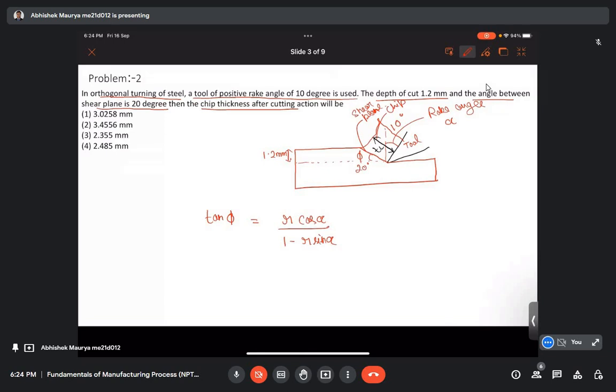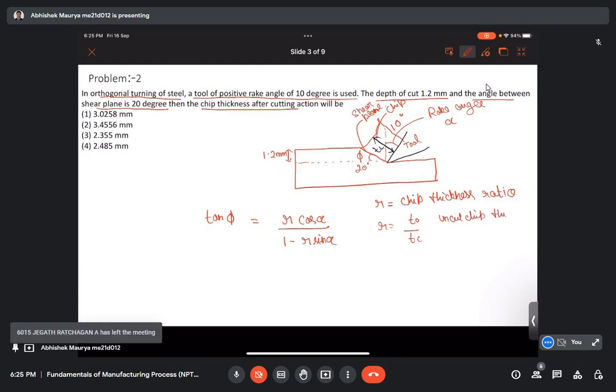What is r here? r is the chip thickness ratio, which is given by t0 by tc, or uncut chip thickness divided by cut chip thickness. So uncut chip thickness is this one, and cut chip thickness is here, tc, this.